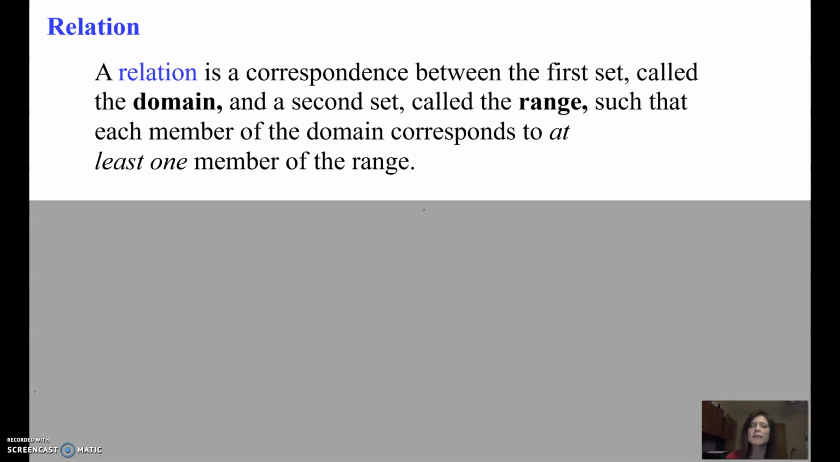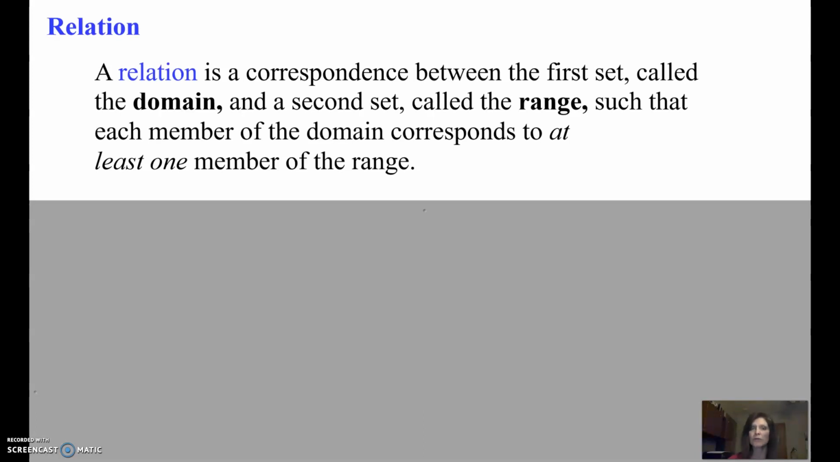In this video, we're going to take a look at the definition of a relation and a function and see if we can determine if something is a function when given in various formats. So the first thing is a relation is just a relationship or correspondence between two sets of data. We're going to call the first set the domain and the second set the range.